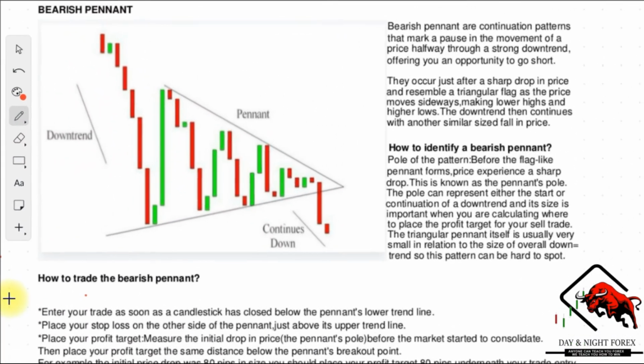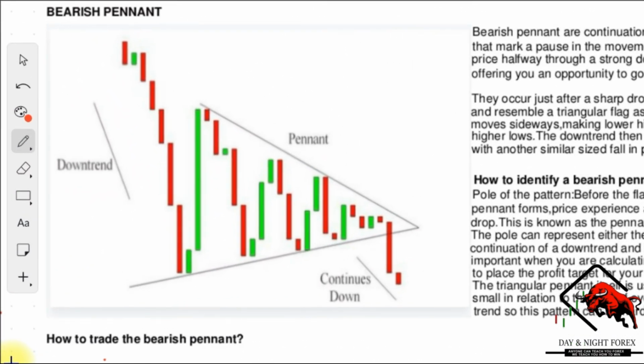So the bearish pennant is basically the opposite of the bullish pennant, and is also a continuation pattern. But this time, it's a continuation pattern in a strong downward trend, offering us an opportunity to short the market, meaning to sell in the market. They occur just after a sharp drop in price, which resembles a triangular flag as the price moves sideways, making lower highs and lower lows.